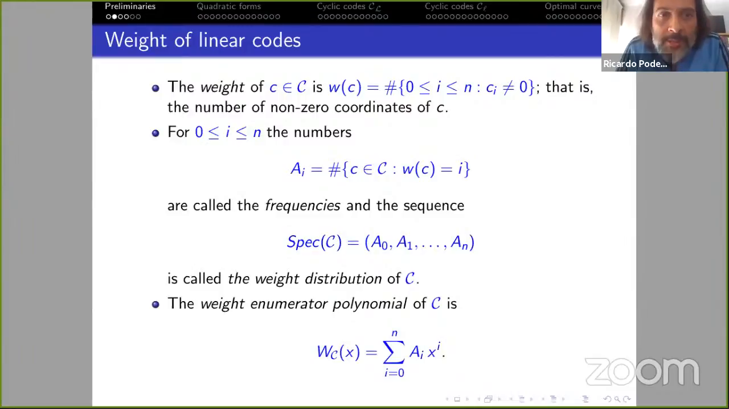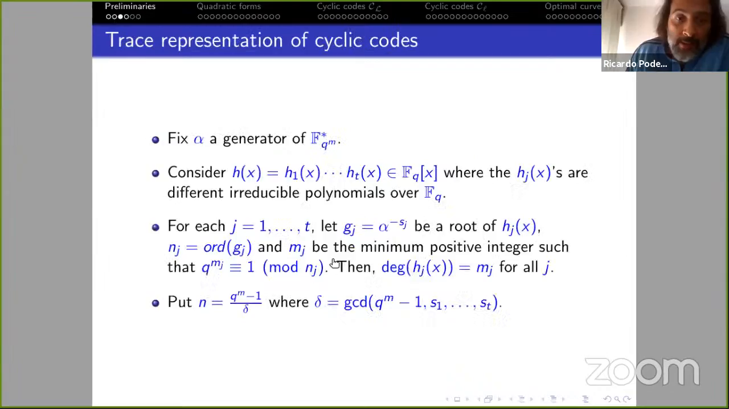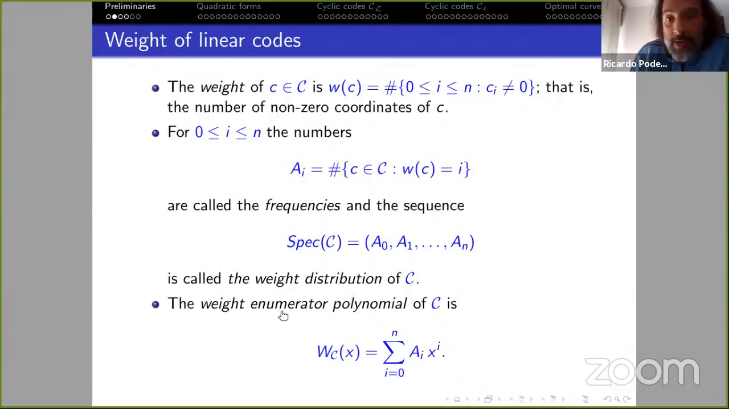Sorry for this. So we consider these numbers A_i, which count the number of codewords with weight i. And we put together all these numbers in what is called the spectrum, or the weight distribution of the code. These are the frequencies. We're counting how many times a weight appears in the code. And we can define the weight enumerator, which is a polynomial having these numbers as coefficients.